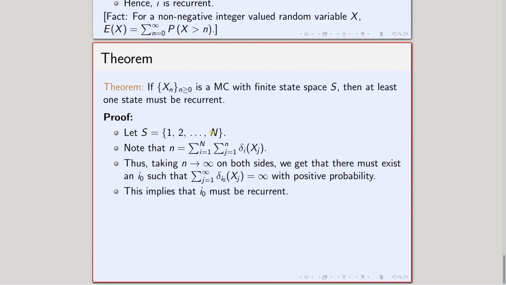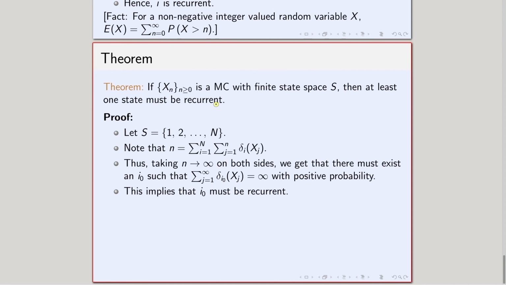Then the state space can be written in this particular form. Now, in that case, when I have a Markov chain with finite state space S, the theorem tells us that there has to be at least one recurrent state. There could be many, more than one, but at least one state among the state space has to be recurrent.